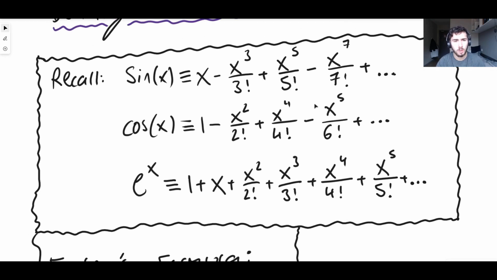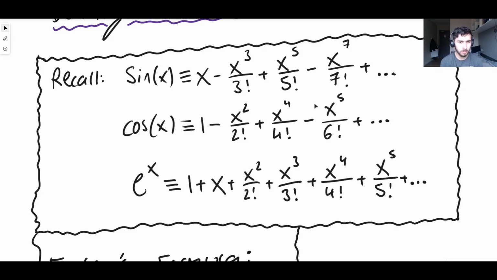Really, it's only these. It's the idea that you can write sin x as x minus x cubed over 3 factorial plus x to the 5 over 5 factorial minus x to the 7 over 7 factorial plus x to the 9 over 9 factorial. It's all of the odd numbers, and there is a plus and a minus sign alternating between all of these things, okay? So it's the odd numbers. Cos x is the exact same, but with the even numbers.